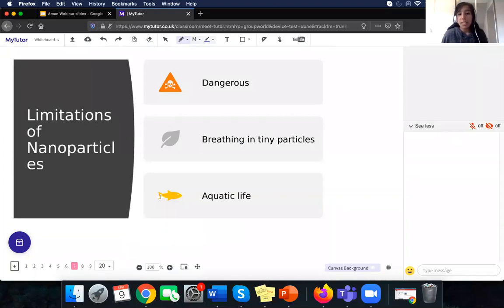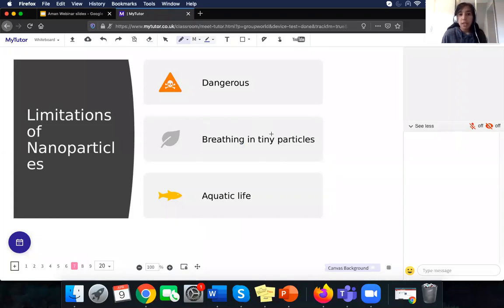So the first thing is they can be dangerous. Because they are so highly reactive, that means that they could potentially cause a dangerous reaction inside the body if they got to the wrong areas, or also outside the body. For example, if electricity or something hits a nanoparticle, because they're so highly reactive, there could be an explosive reaction.